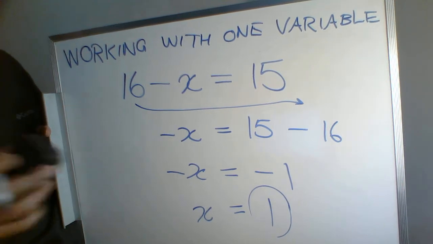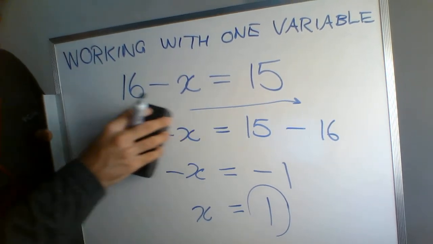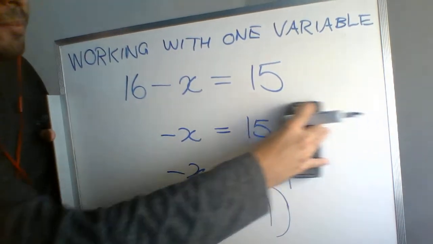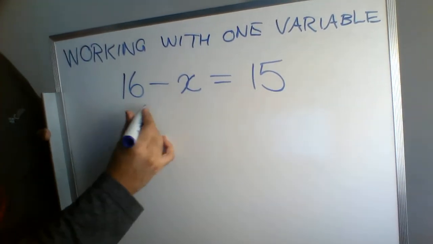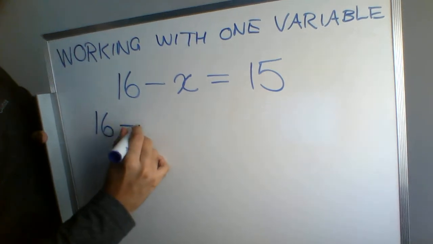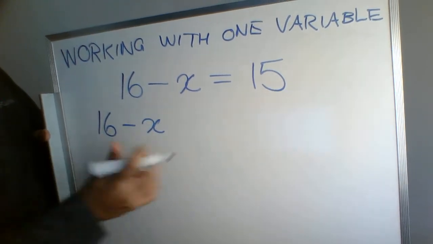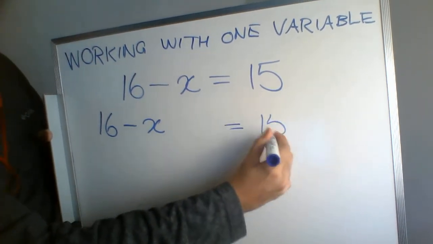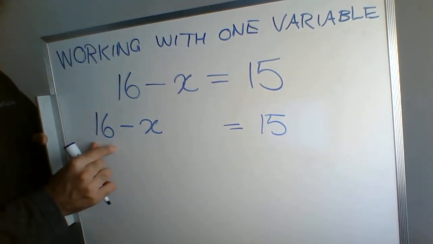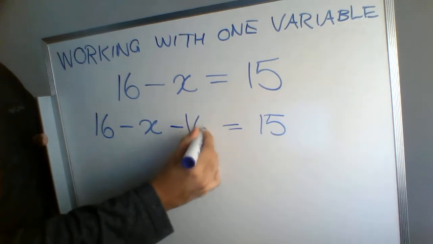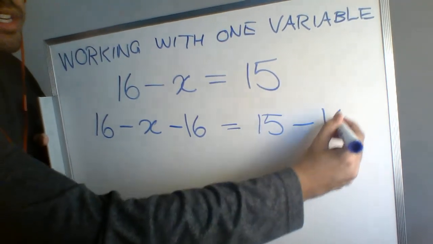A couple other ways you could solve this. One is, instead of throwing the 16 over and changing the operation, to do 16 minus x, and then I'm going to leave a little bit of a space and put a 15 over there. And right now we've got a positive 16 over here, so I'm going to subtract 16 from this side and subtract 16 from that side.